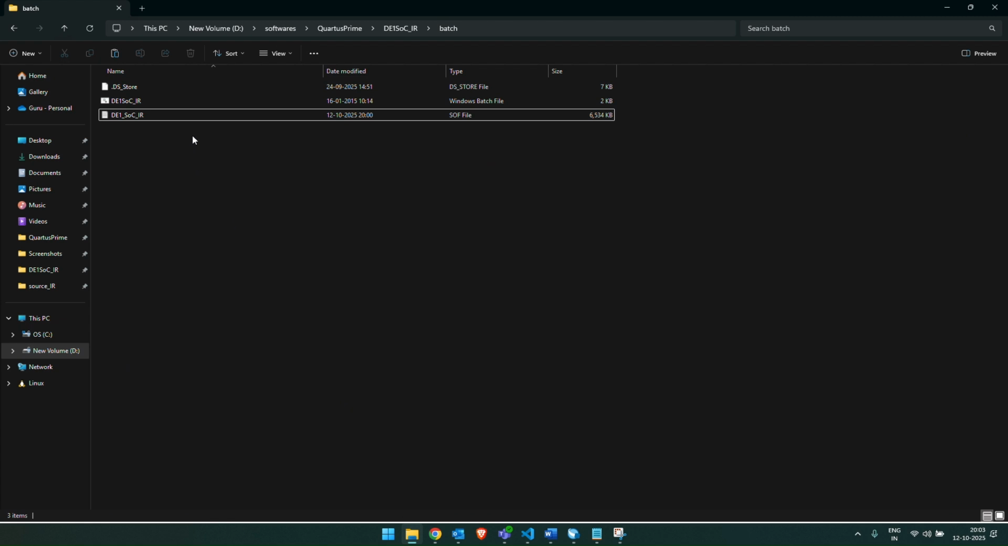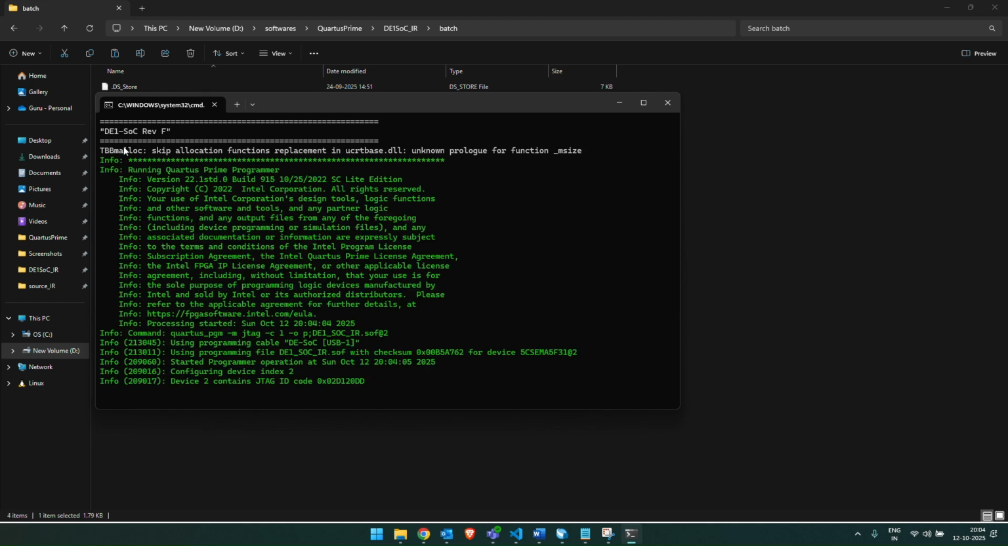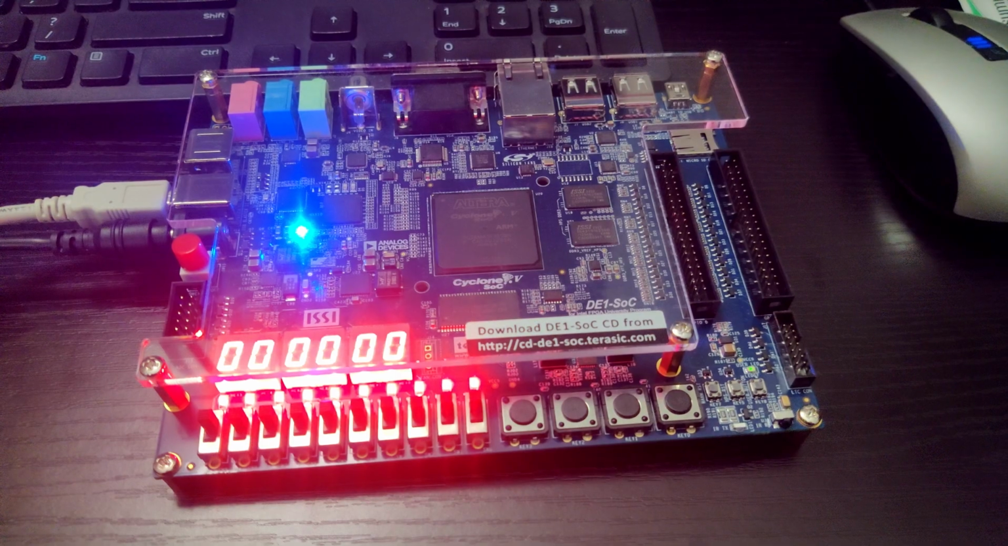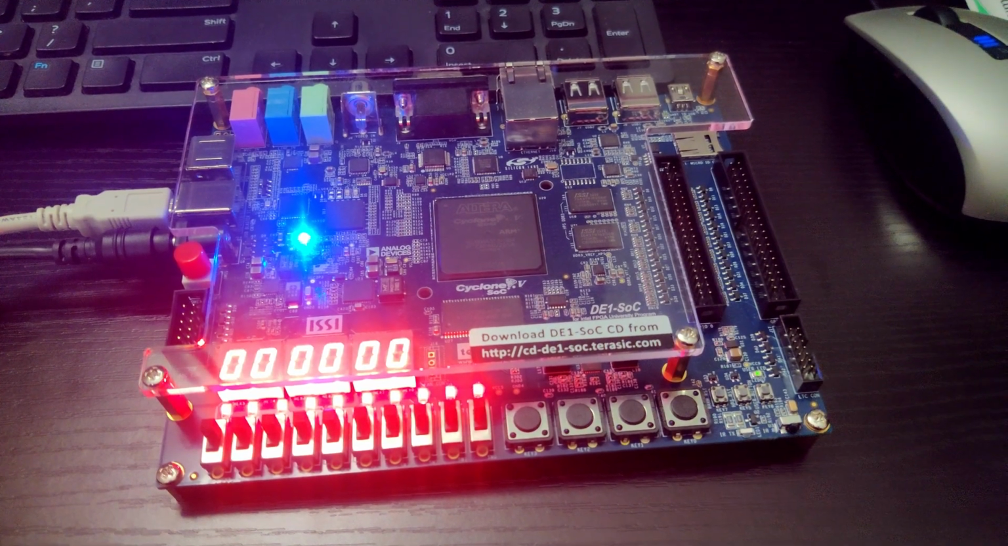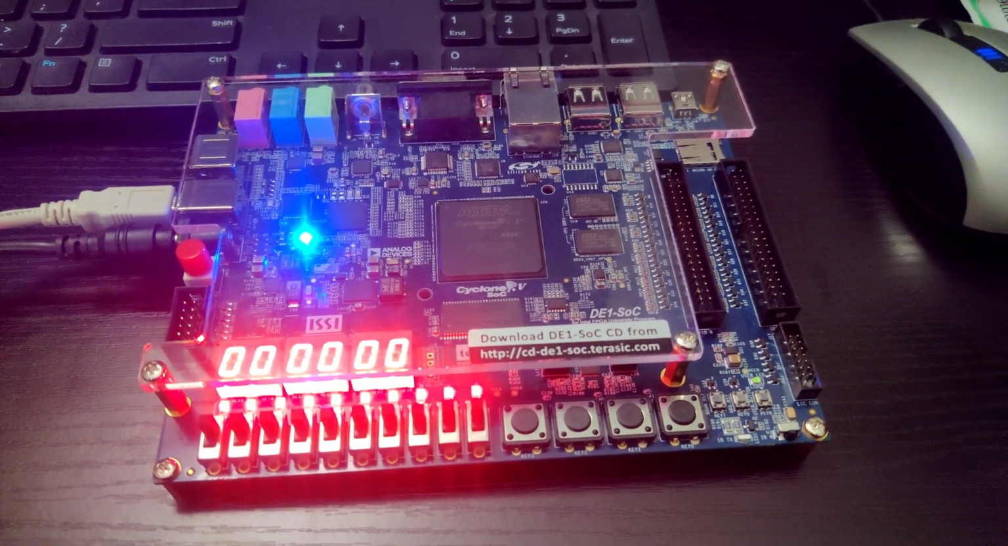Here we have the batch file and the SOF file in the same folder. Now let's run the batch file. The board is already connected to the laptop. Now the board is configured through the batch file. Let's look at the board. The board is now configured using the batch file. That's all.